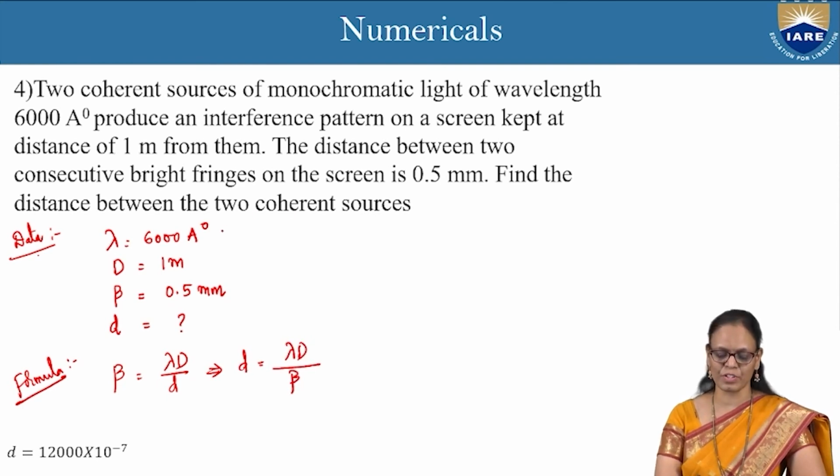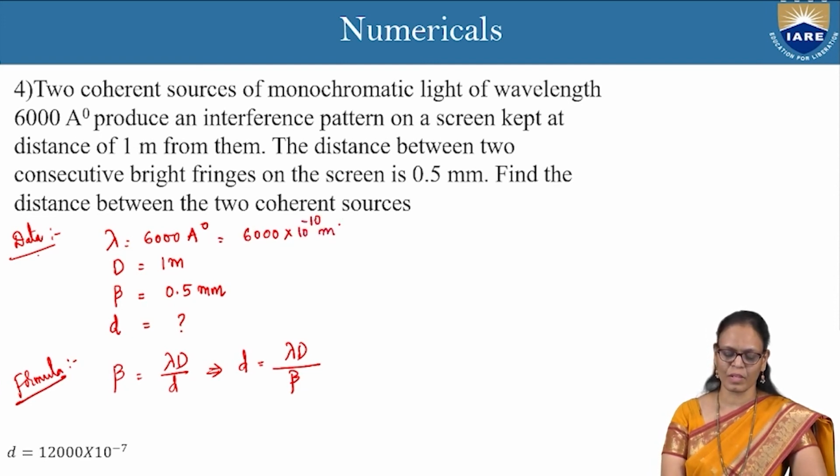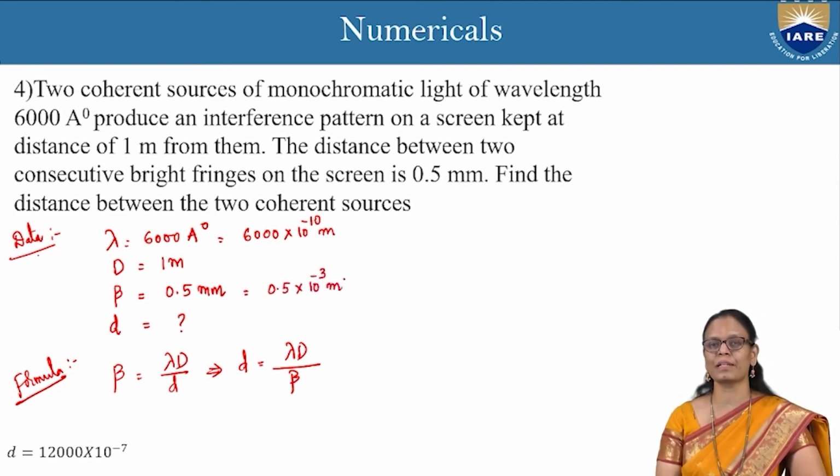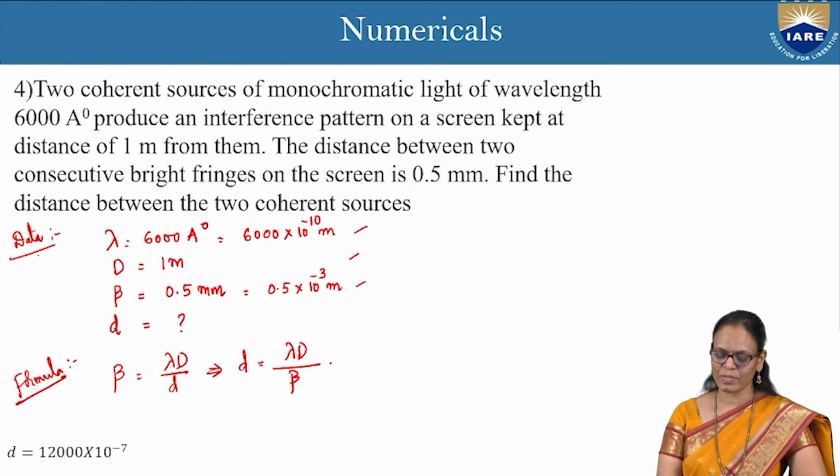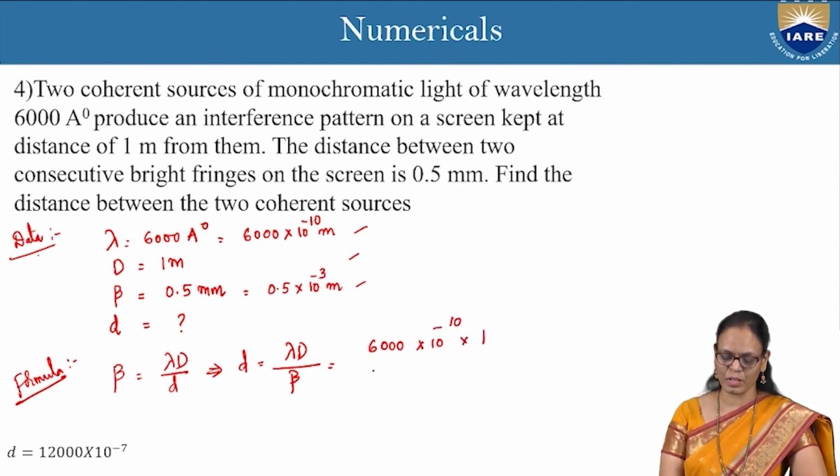So next step is conversions. So 1 angstrom is 10 power minus 10 meter. 1 millimeter is 10 power minus 3 meter. So once we got lambda, D and beta, we are going to substitute. So 6000 into 10 power minus 10 into 1 upon 0.5 into 10 power minus 3.